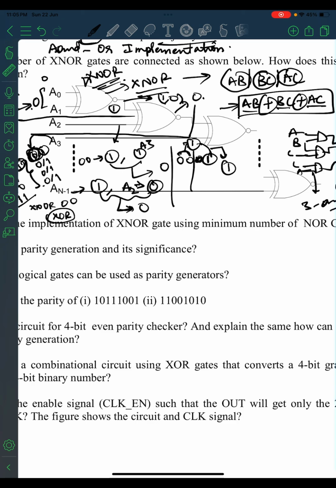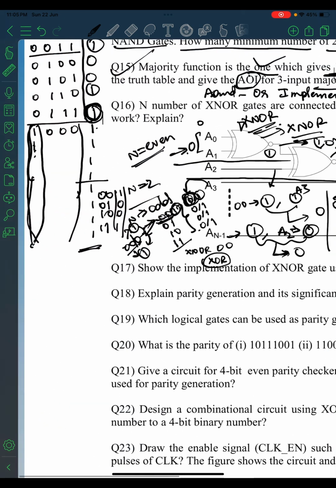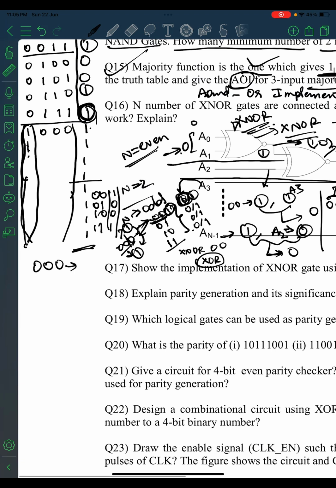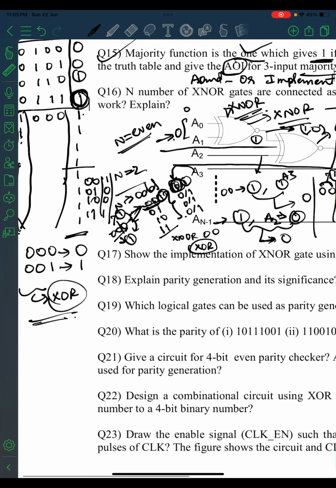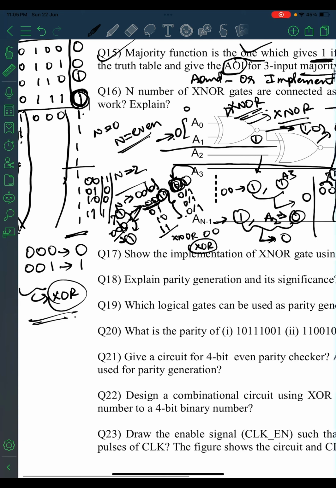So if you clearly observe, for the 0 0 0 case, the output is equal to 0. For the 0 0 1 case, the output is equal to 1. And the same trend goes for all the values. It actually behaves like an XOR. So that is the case for n is equal to odd.